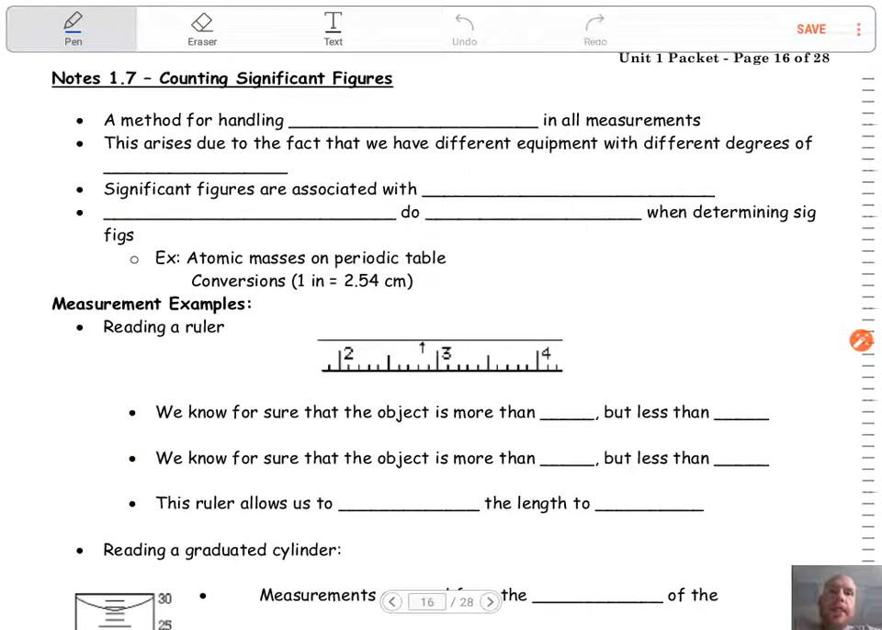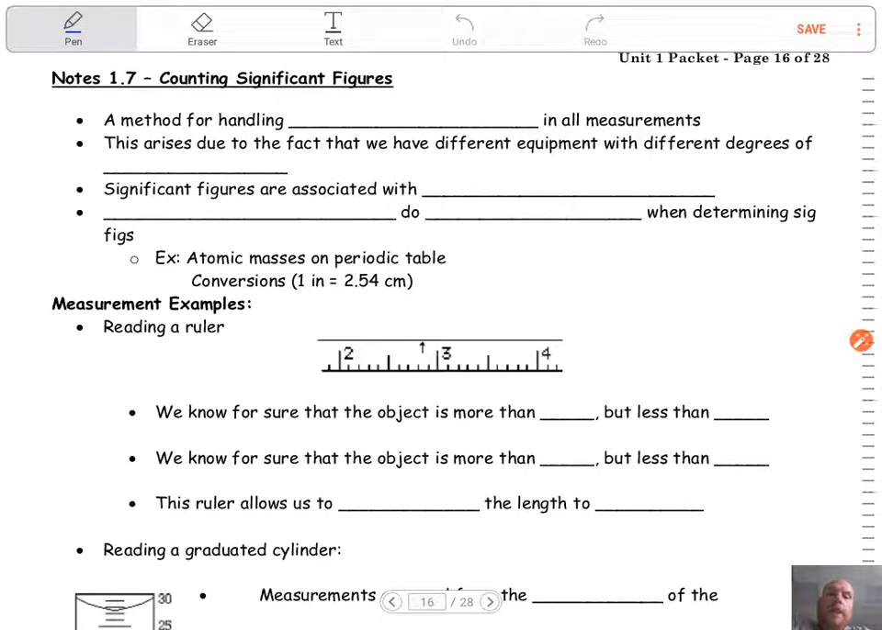Hey guys, this is video 1.7 on counting significant figures. This is something that's probably going to be brand new to every one of you, and it could be something that takes you a little bit to get. So definitely make sure you pause when you need to, ask questions, and do lots of practice, because these are things that are not going to go away. We're going to be using them all year long.